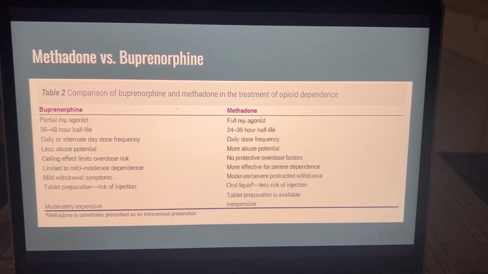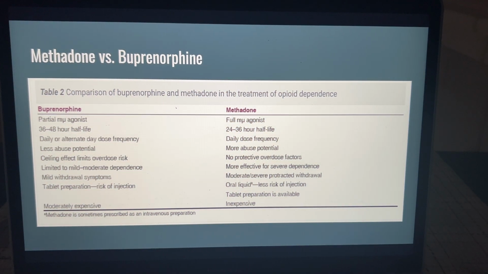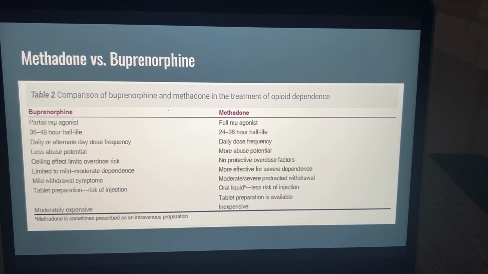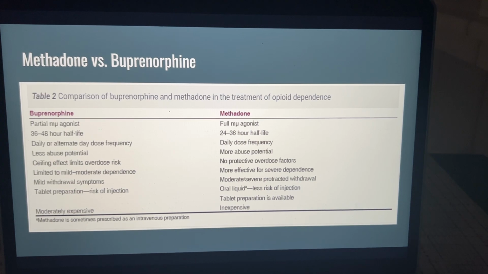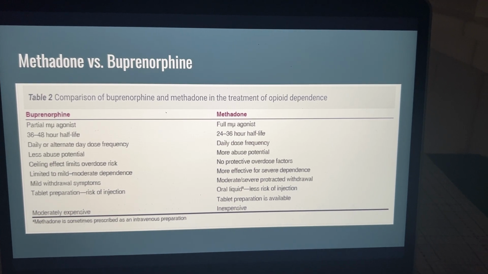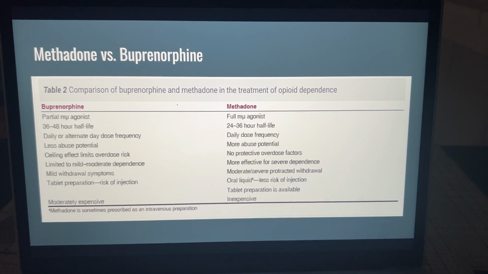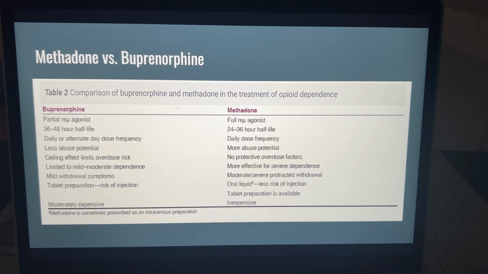So here I made a chart. It's methadone versus buprenorphine. So now we're just looking at the comparisons because they are very similar, but at the same time they're very different in their own ways. This chart I got from a research study that I was looking into, and I found it really beneficial for comparing and contrasting the benefits.